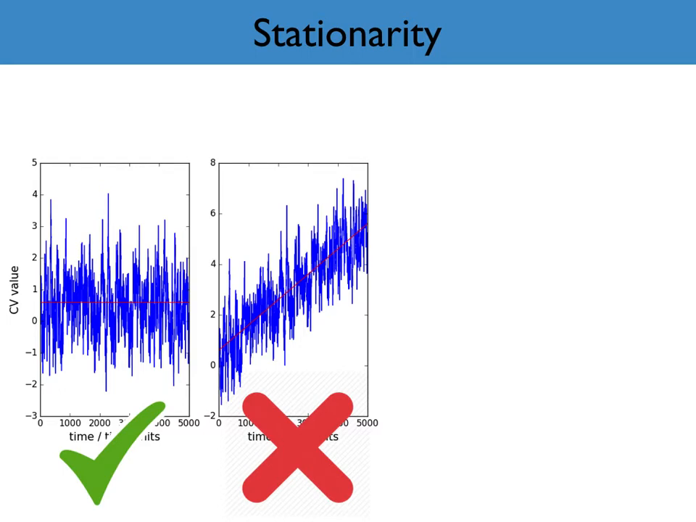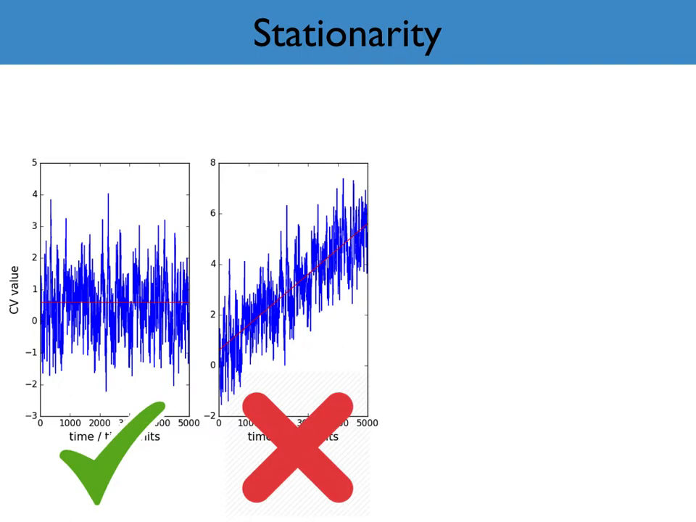In the graph on the left, the CV value is fluctuating around a particular value. In the graph on the right, however, the value of the CV on average drifts upwards with time. The simulation on the right is a simulation of a system that is coming slowly towards equilibrium. In the simulation on the left, by contrast, the system is at equilibrium and the average value of the CV is thus relatively stationary throughout the whole trajectory.